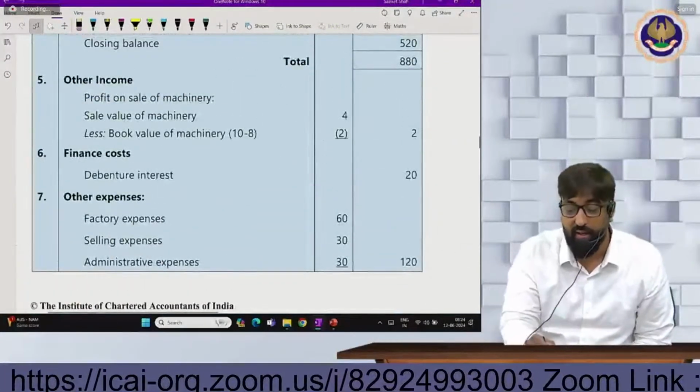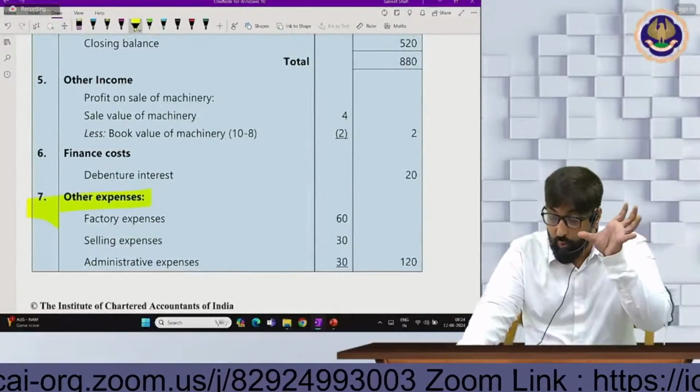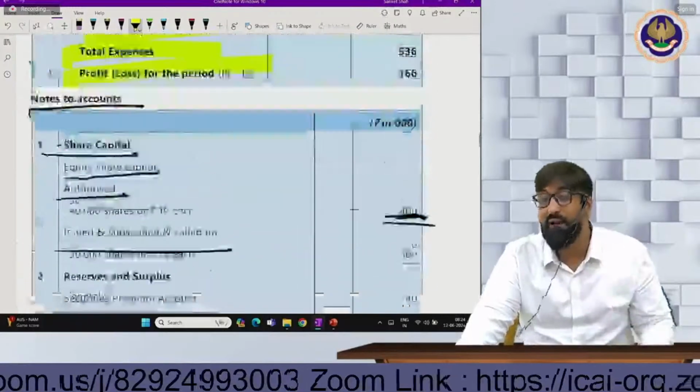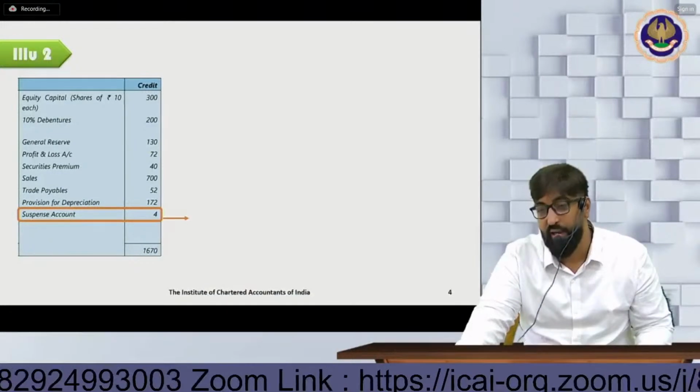And after writing these notes, you will write now. First, prepare your proforma of balance sheet, profit and loss account and notes to accounts, and then try to put down all the figures from the trial balance. Okay, so what do we do first?